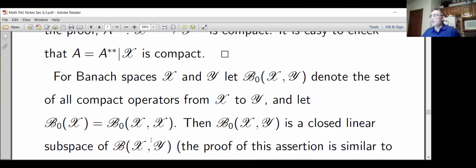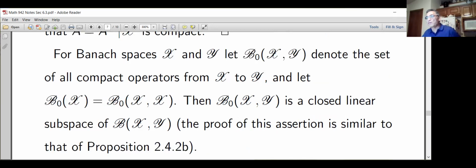But the crucial word here is the word closed. This means that if you have a sequence of compact operators converging to an operator, then the limit operator is also compact. And the proof of this assertion is similar to that of proposition 242b for Hilbert spaces.